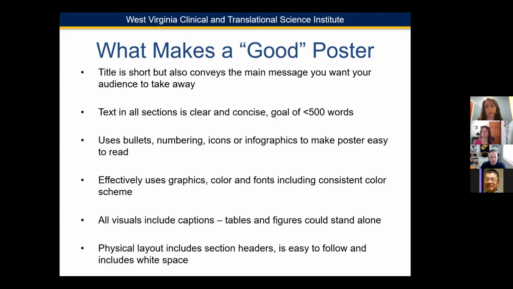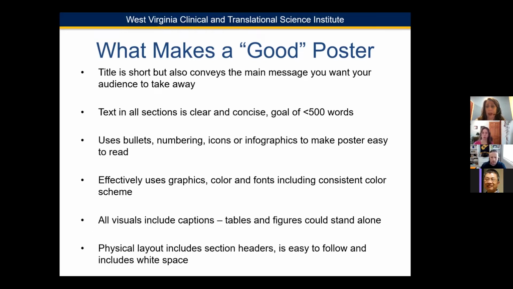Some things that you can do within a poster to reduce the number of words that you're using, but still convey information: use bullet points instead of full sentences to relay some types of information. You can use numbering, icons, or infographics that really stress the point that you're hoping to make. Effective use of graphics, colors, and fonts. Using a consistent color scheme will make a poster more visually appealing and draw more people to it. So that's another component that makes a poster a good poster.